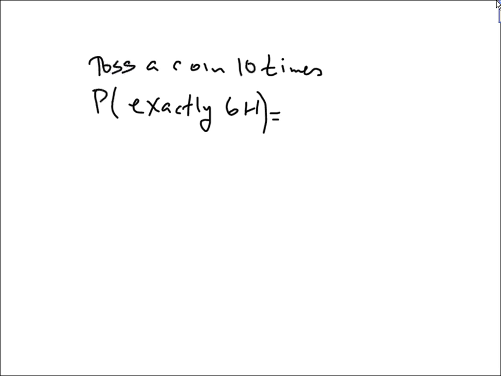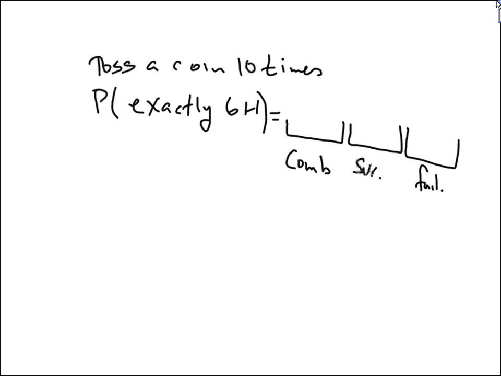Okay, there are 3 pieces to this answer. First of all, it's binomial, because it's easy to get a head or a tail. You have the combination part, you have the success, and you have the failure. We want 6 heads out of 10. So from 10, we want to choose 6.